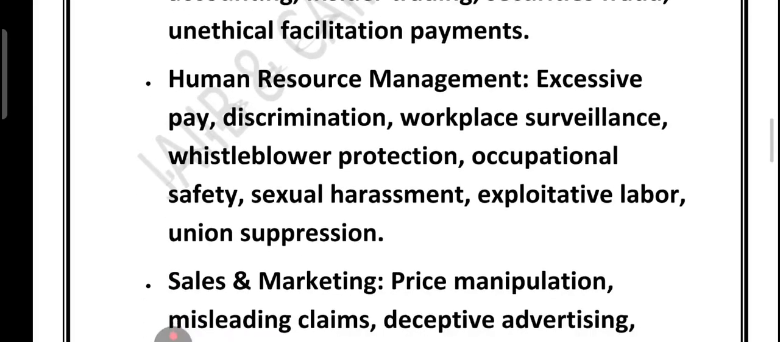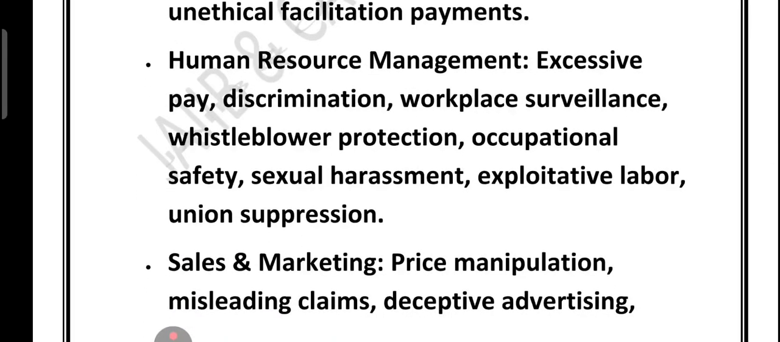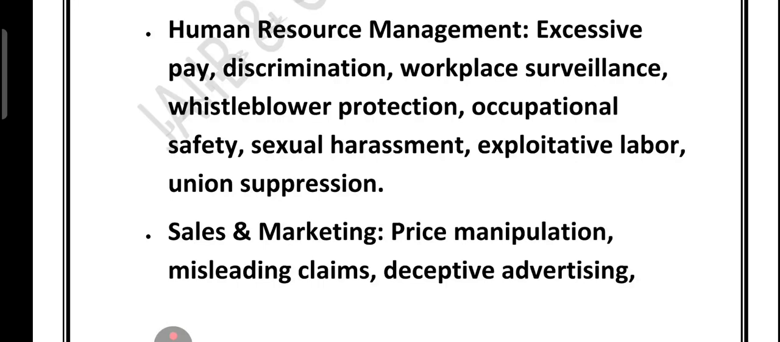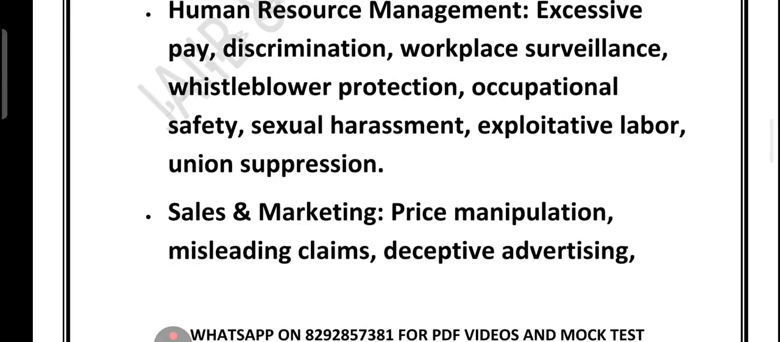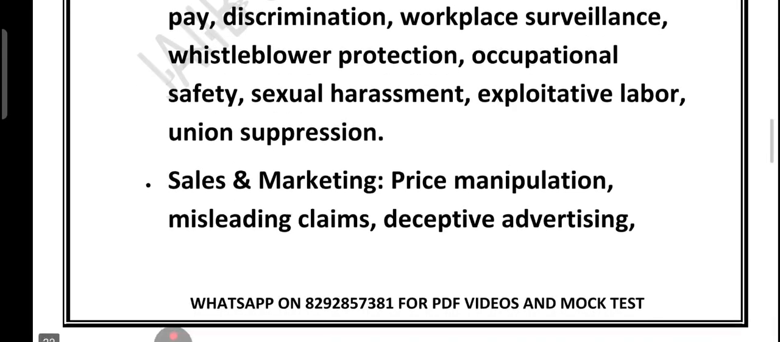Next, we have human resource management, which includes fair treatment of employees. It includes avoiding discrimination, exploitative labor, workplace harassment, excessive pay inequality, improper surveillance, protecting whistleblowers, ensuring safety, and respecting unions. These are all very much critical.